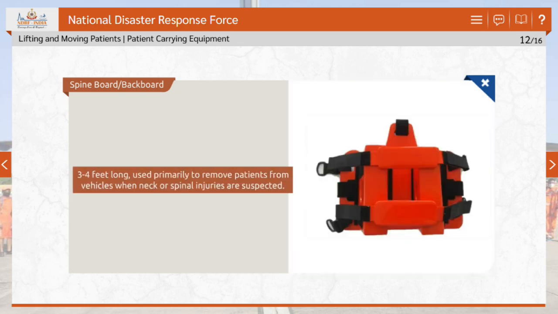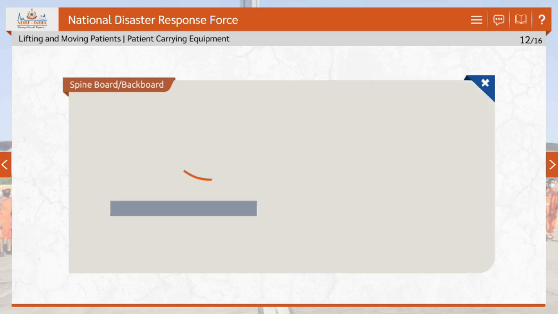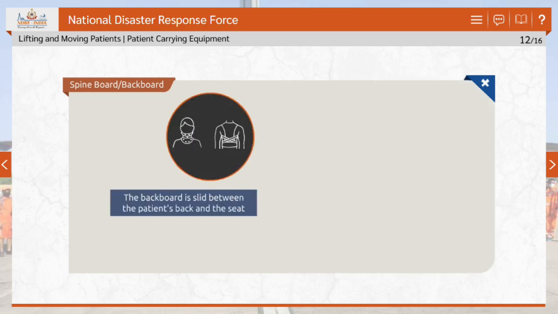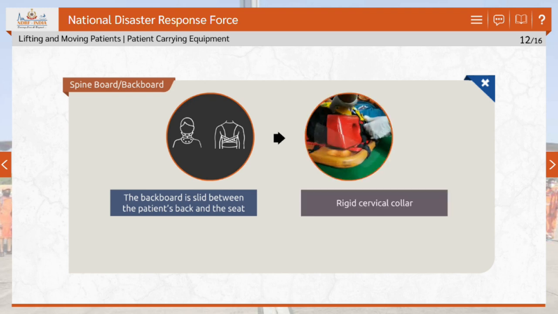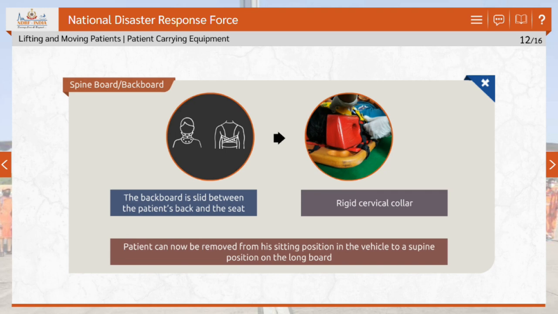Short backboard, 3 to 4 feet long, used primarily to remove patients from vehicles when neck or spinal injuries are suspected. The backboard is slid between the patient's back and the seat. Once secured to the short board and wearing a rigid cervical collar, the patient can be removed from his sitting position in the vehicle to a supine position on the long board. Vest-type devices are often used as a short backboard.